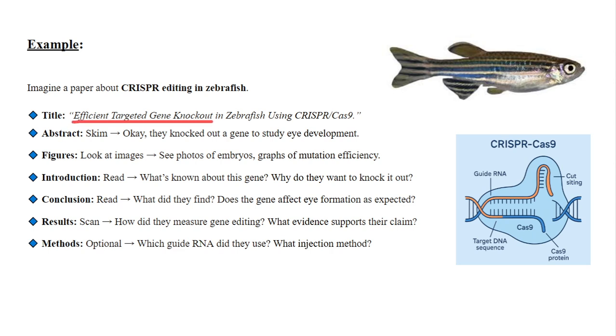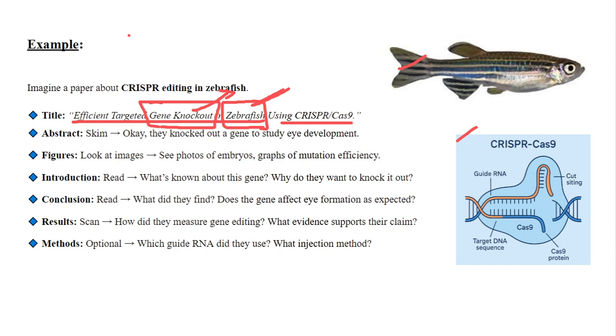Efficient targeted gene knockout in zebrafish: they are doing the gene knockout process in zebrafish. Using which technique? Using the CRISPR Cas9 technique. Here the title mentions which species, plant, or animal. What are they doing? Gene knockout. Which method will they use? CRISPR Cas9.